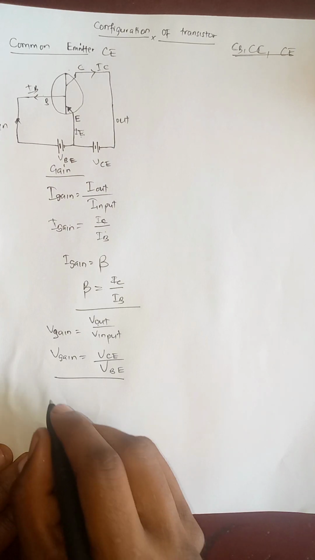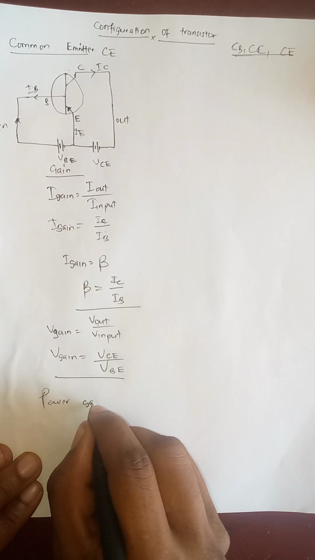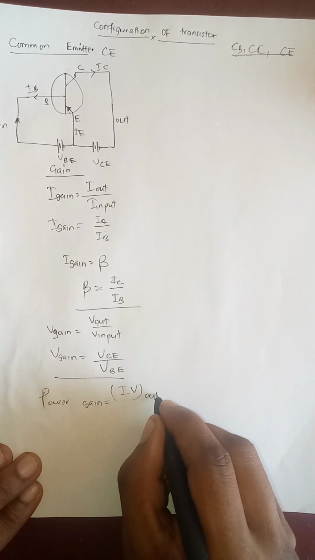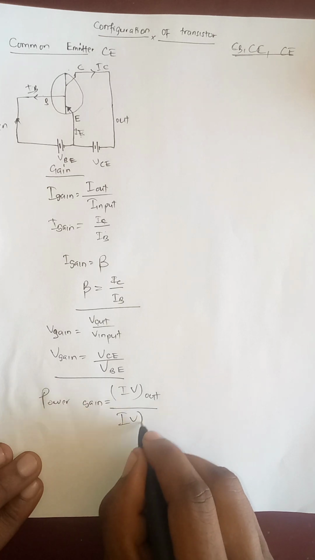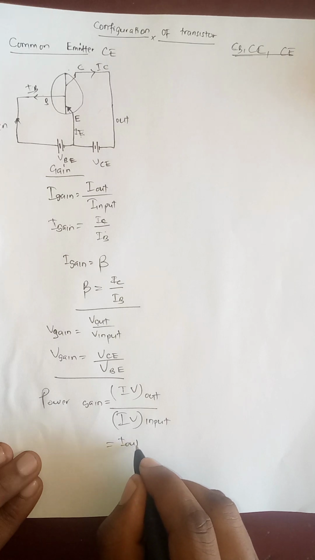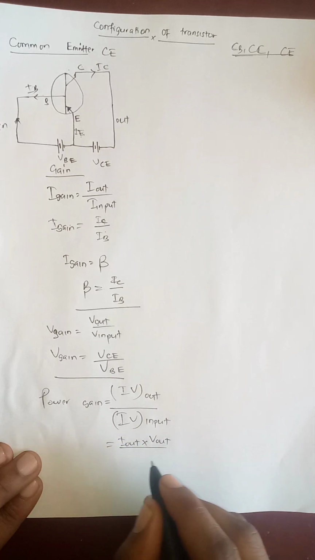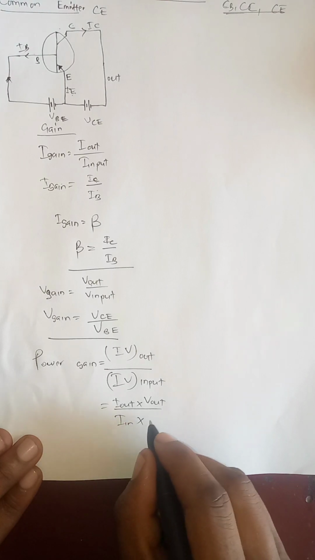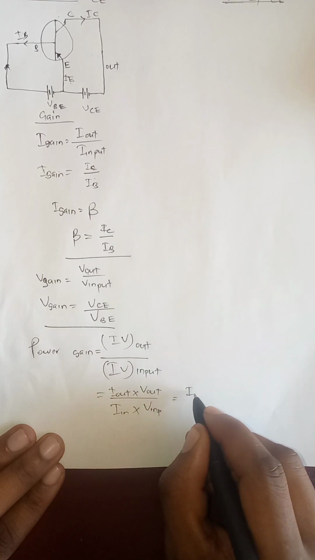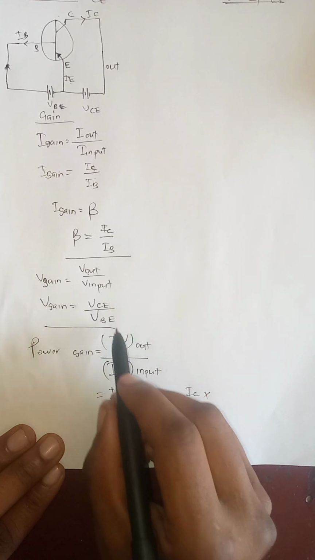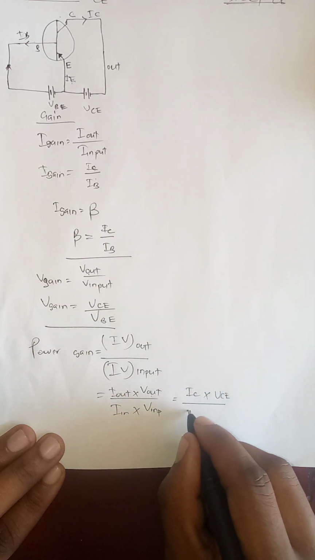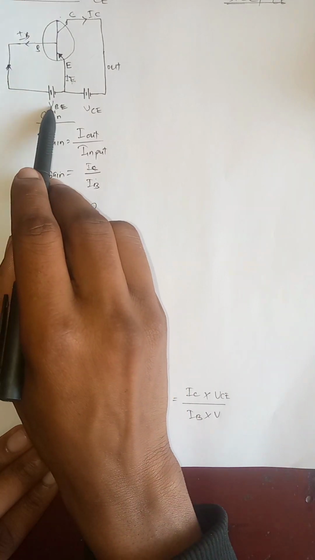Also we can find the power gain, which is equal to I output times V output over I input times V input. We know exactly what the currents are: I output is IC, times the voltage output, which we have already denoted as VCE, over IB times VBE.